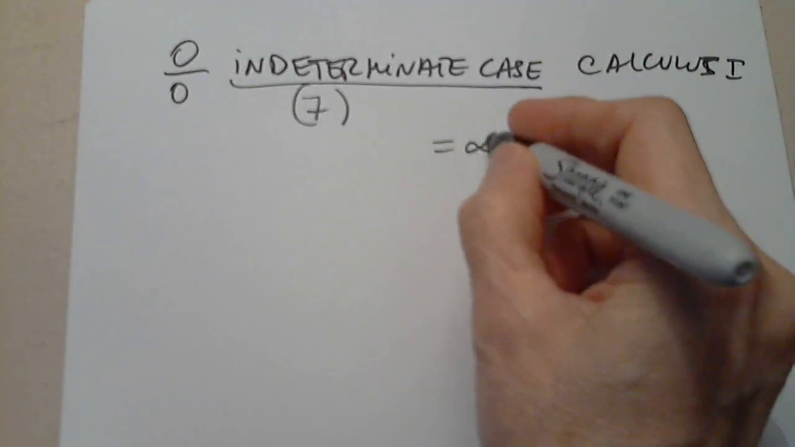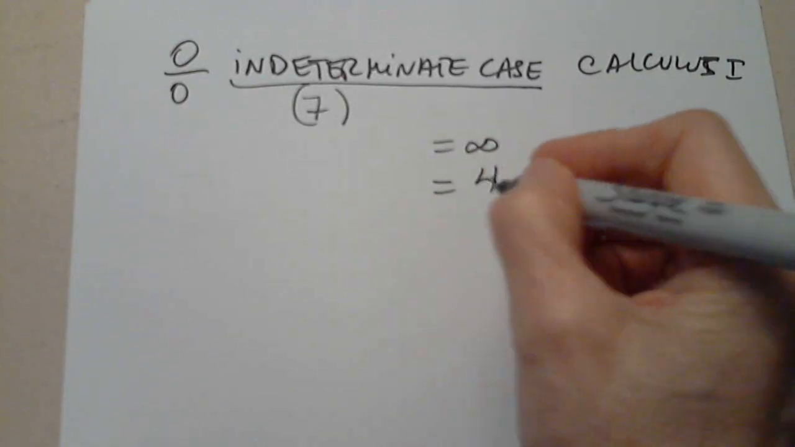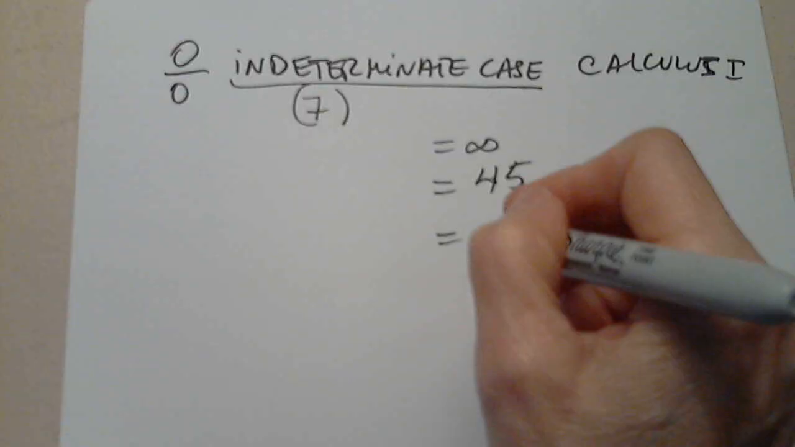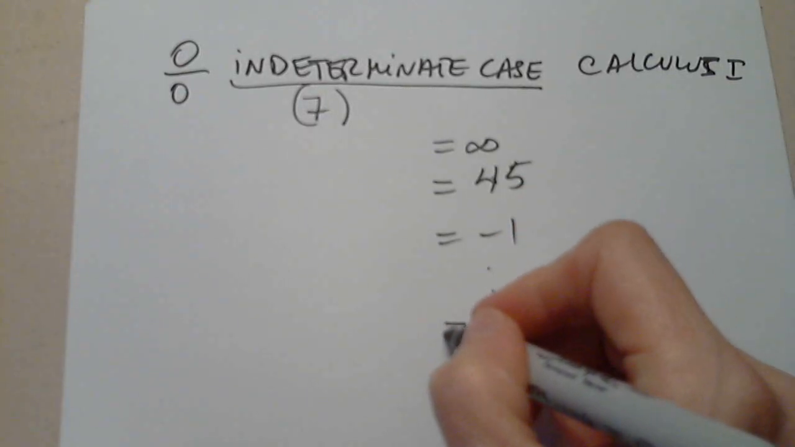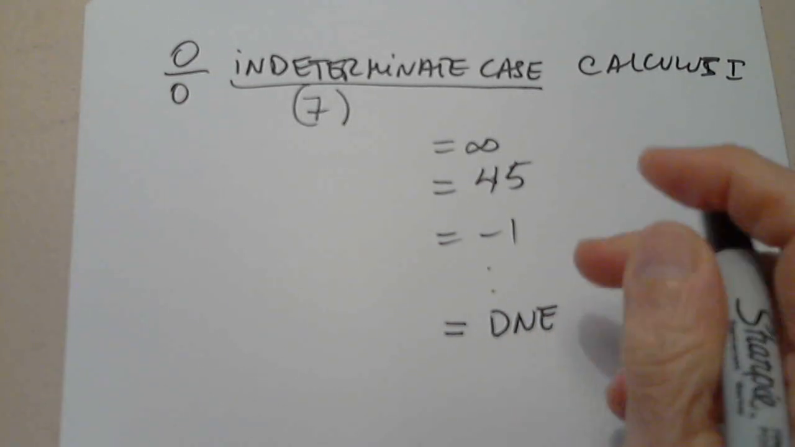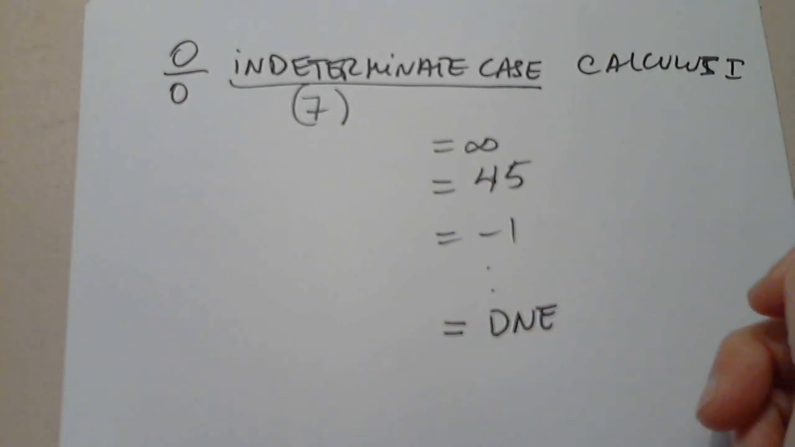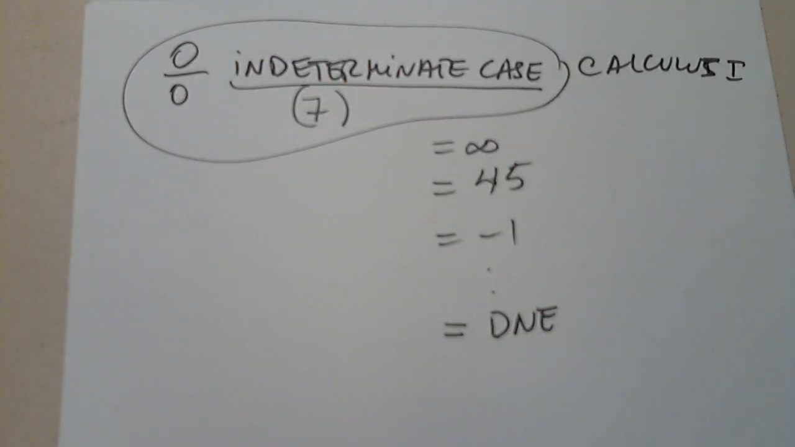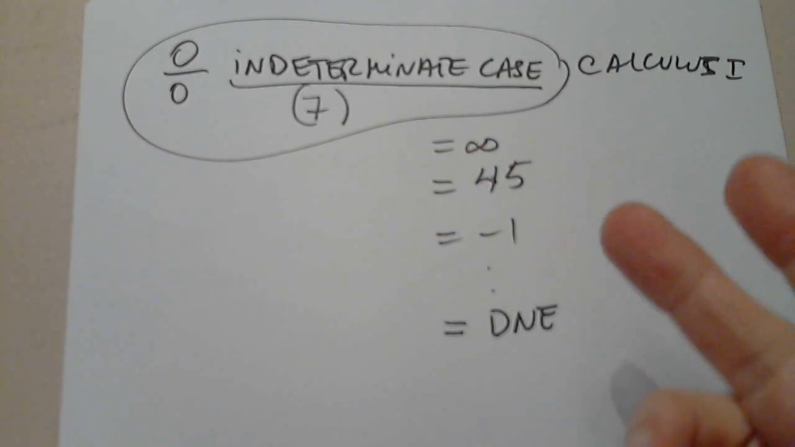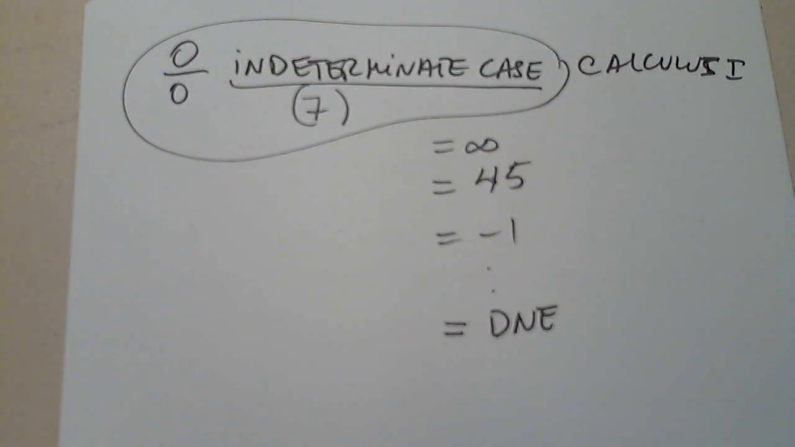The answer can be infinity. The answer can be 50, 45. The answer can be minus 1. It can be anything. We don't know. It can even be DNE, does not exist. That's why these indeterminate cases are treated totally differently. It's indeterminate. The answer may exist, may not exist, or it may be infinity, which is still not exist, but we have to write infinity or negative infinity in those cases.